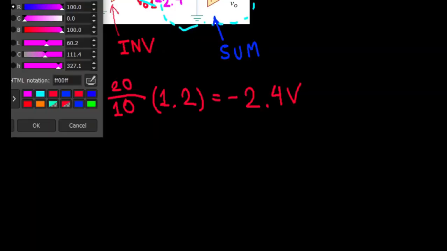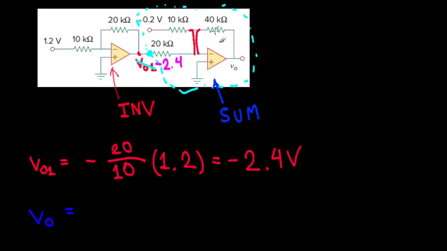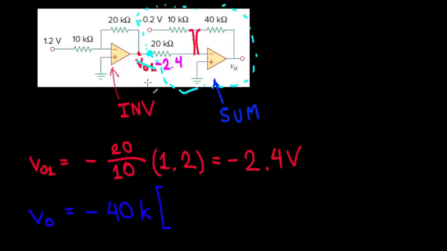So let's try to find that out. The output voltage is pretty simple. First thing is you have your feedback, so that's negative 40 kilo ohms. We don't exactly need to write the kilo ohms, because these two are in kilo ohms, and the kilos will cancel out, but for now I'll write it. So in the brackets, you're going to have the weighted sum of your voltages, basically voltage divided by the resistor next to it.